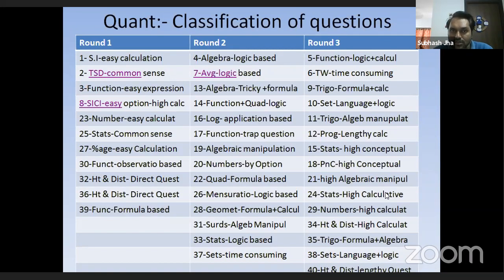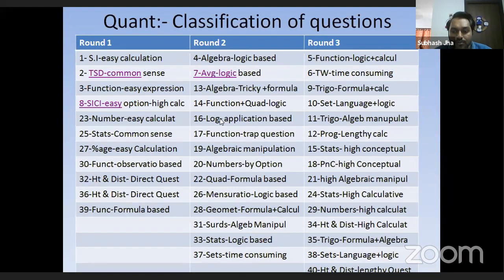Because all the questions will be more or less up to 10th standard. The difficulty level of the questions will be the same, but the only problem is that some questions require highly algebraic manipulation. So these trigonometric questions will require highly algebraic manipulations. That manipulation will take time to solve the questions.